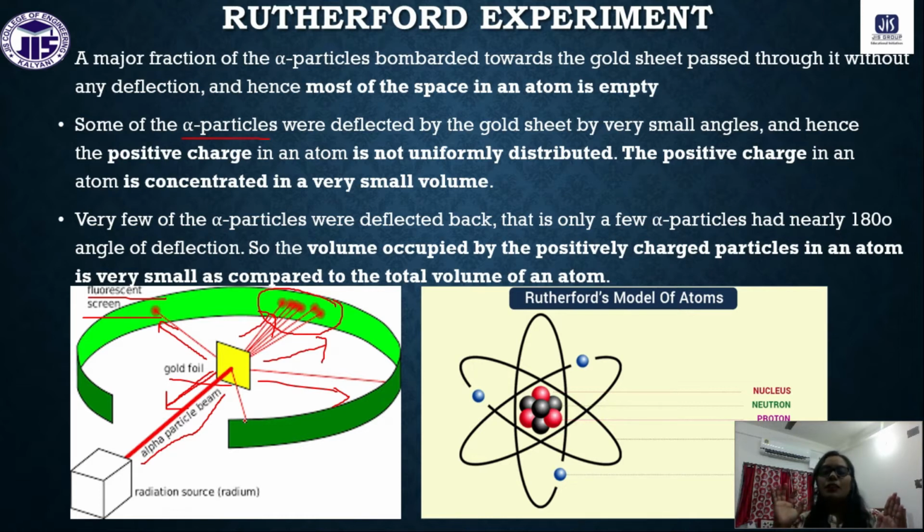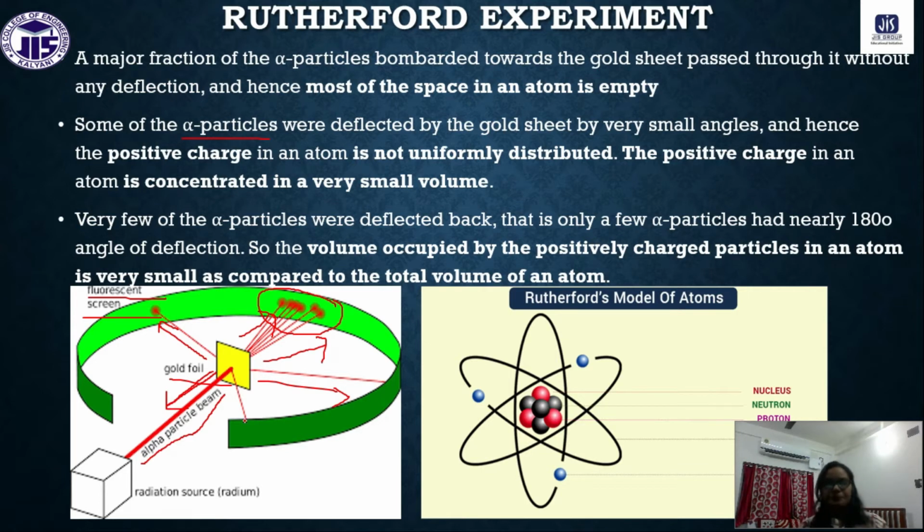So the maximum space of the atom is vacant, and at the center of the atom we have all the mass of the atom. The center is called the nucleus, and the nucleus is positively charged. The alpha particle is also positively charged, so due to the repulsive force it reflects back 180 degrees. Understand? So this is the second conclusion.